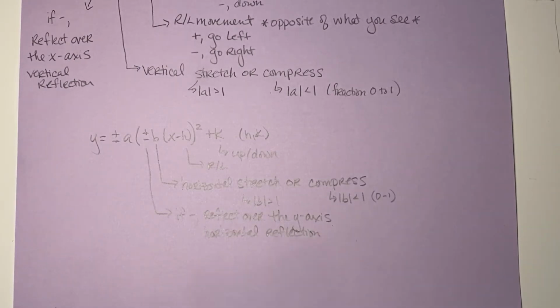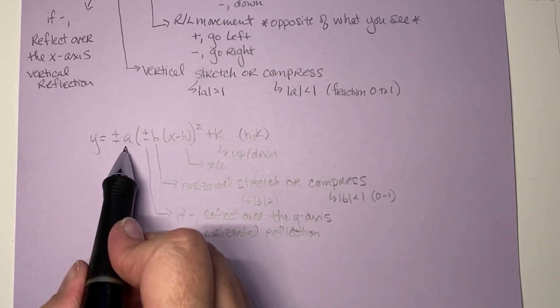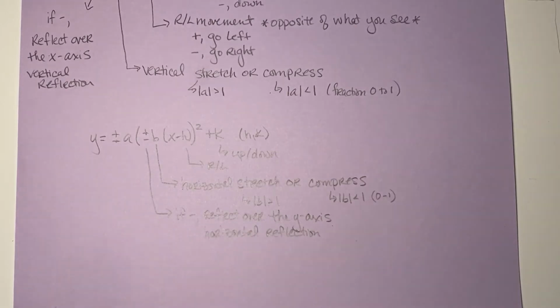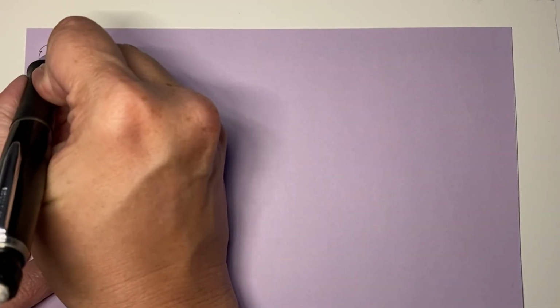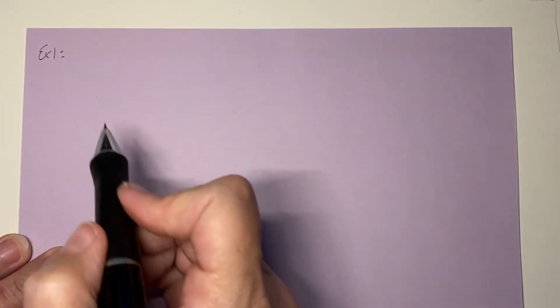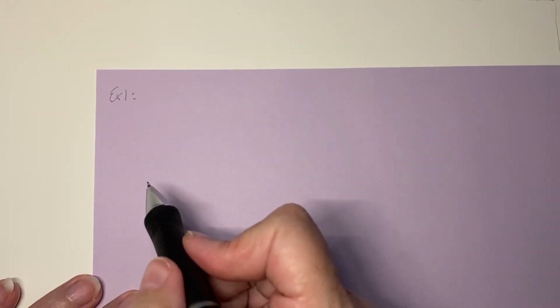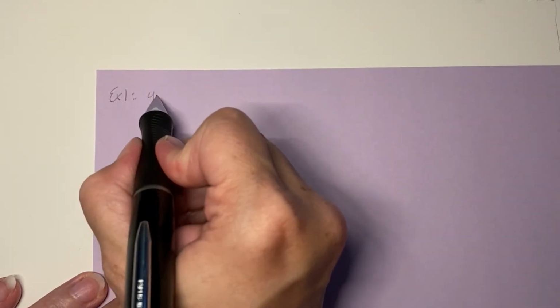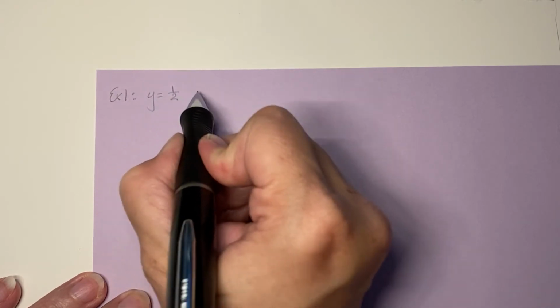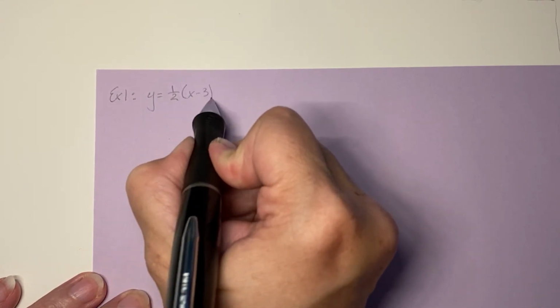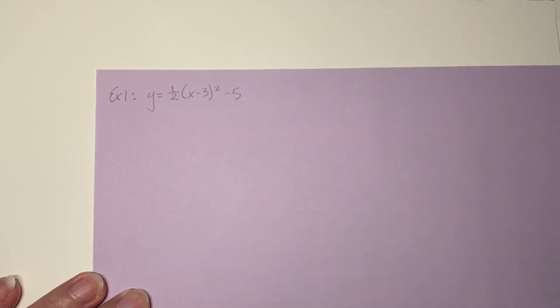Okay, and the same thing here. A is a vertical compress or stretch, and if it's negative, it's a vertical reflection. All right, so let's do some examples with this. All right, so our first example, let's do y equals 1/2 times (x minus 3) squared minus 5.